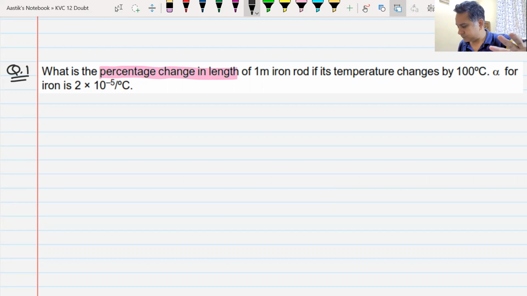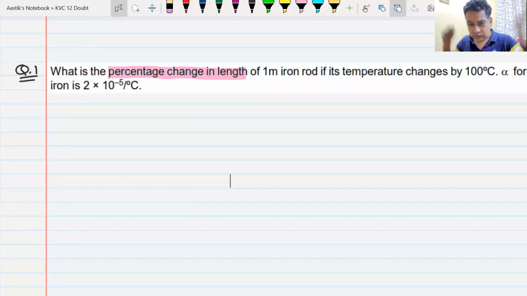What is the percentage change in the length of a 1 meter rod if the temperature changes by 100 degrees Celsius? Alpha for the rod is given as, and remember that the only problem with this question is that value. What is the percentage change in length? And I wait for your answer, my dear friend.